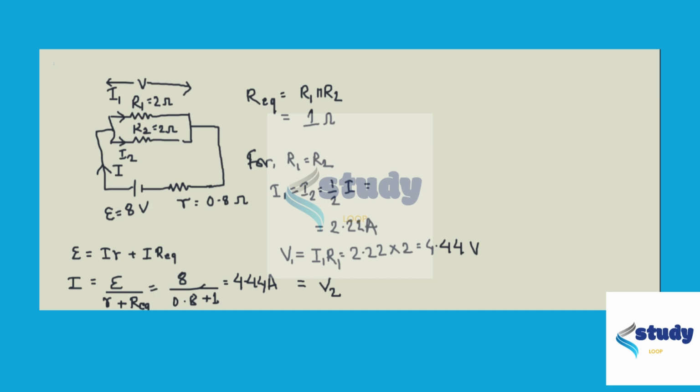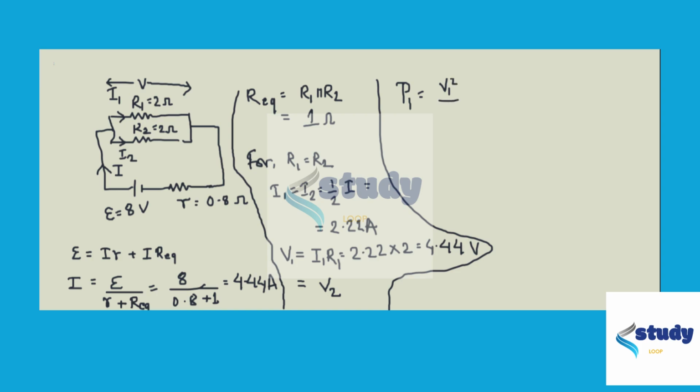We still need to find the power. To find the power, let me separate this, otherwise you may get confused. Power across the first bulb: you can use either V1 squared by R1, or I1 squared into R1, whichever you want. V1 squared by R1 gives 9.85 watts.